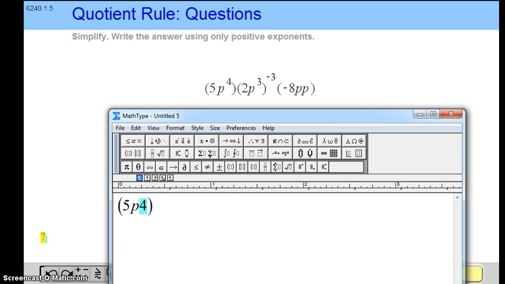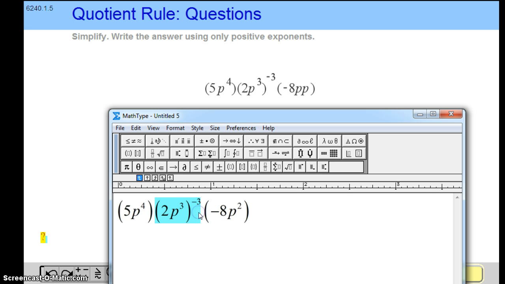5p to the 4 times 2p to the 3, all to the negative 3, and then times minus 8pp. Okay. So there are many things to do first, but the first thing I'd like to do is change p times p. What is that? That's p squared, right? So let's change that.